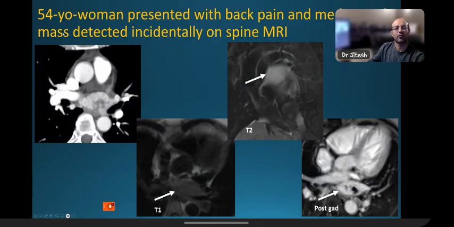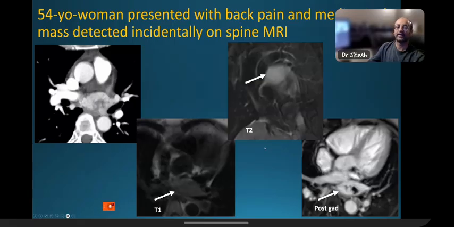So this is a 54-year-old woman who presented with back pain and was found to have this mediastinal mass incidentally on a spinal MRI, which was done for the back pain symptom, right? So the CT was done later. So we can see this hypervascular mass. We can see some areas of necrosis within the mass. And when we look at this MRI, which was done specifically to characterize this mass, we can see this mass is isointense on T1, hyperintense on T2, and it's avidly enhancing with some areas of necrosis in the center.